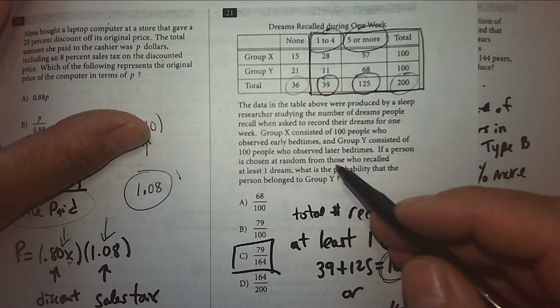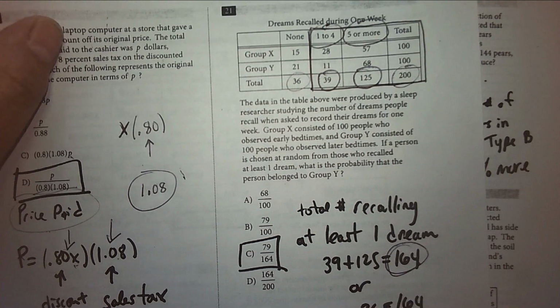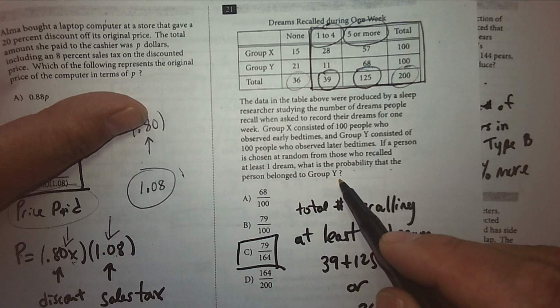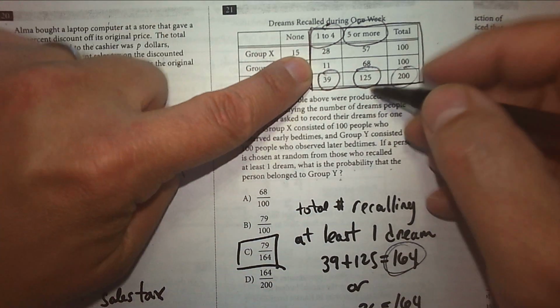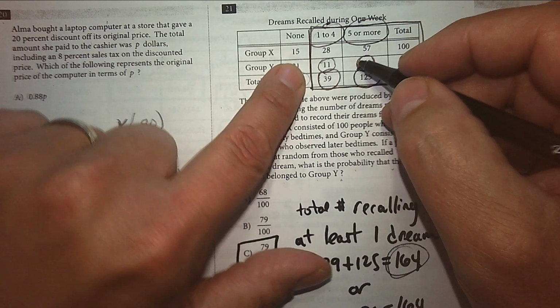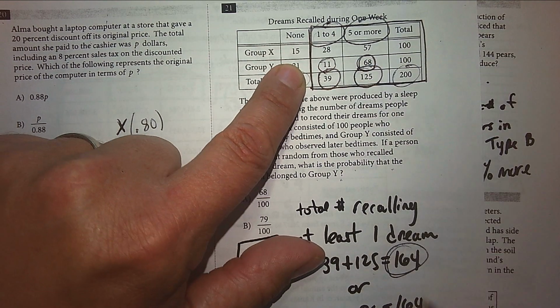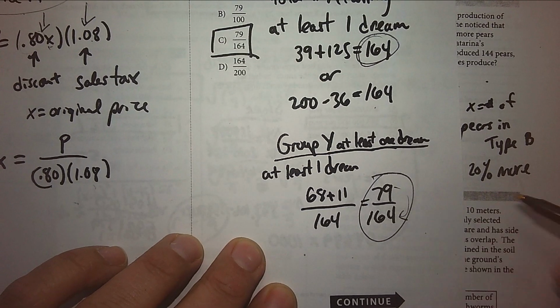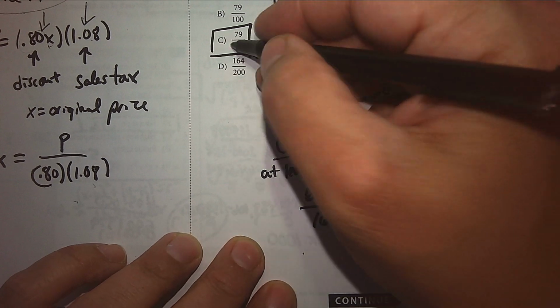If a person is chosen at random from those that recall, what is the probability that the person belonged to group Y? So how many belong to group Y that had at least recalled one dream? So group Y is 11 plus 68, which is 79. So the probability is 79 out of 164. That's C.